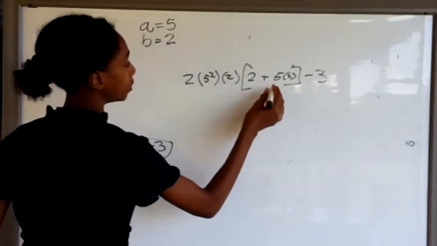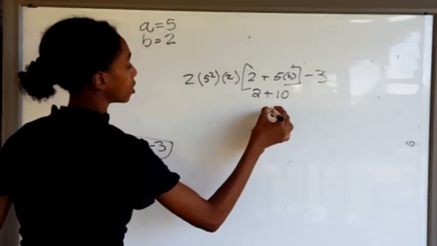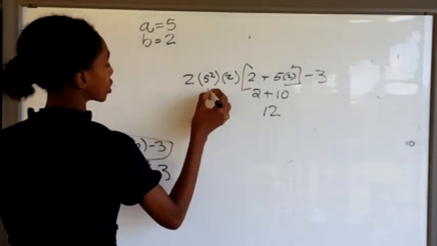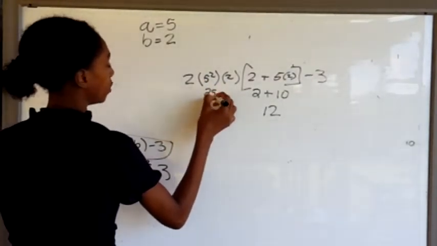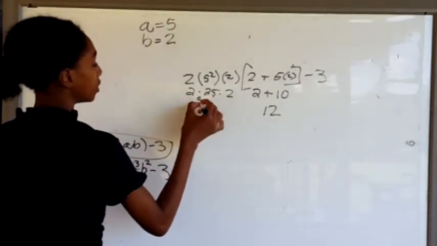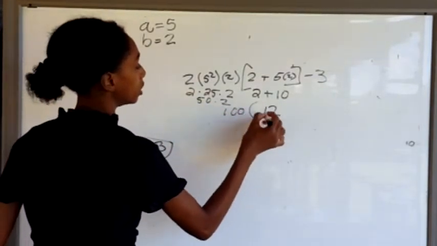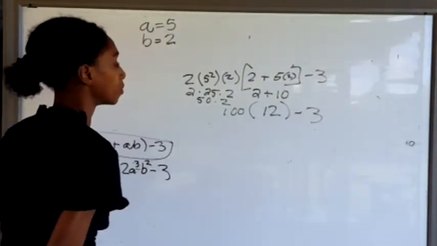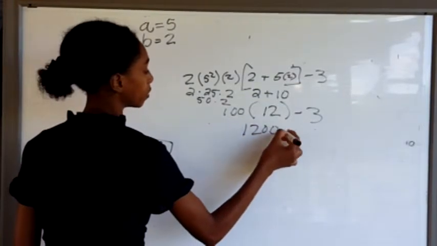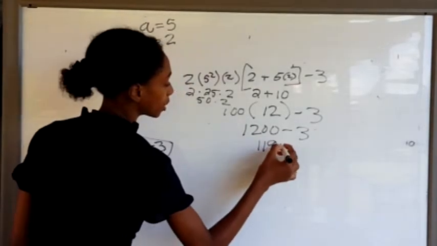So we have 2 plus 10, which is going to be 12. And so then we can come over here, and so we have 5 squared is going to be 25. So then 2 times 25 times 2. 2 times 25 is 50. 50 times 2 is 100. So we have 100 times 12 minus 3. 100 times 12 is 1200 minus 3. This is going to be 1,197.